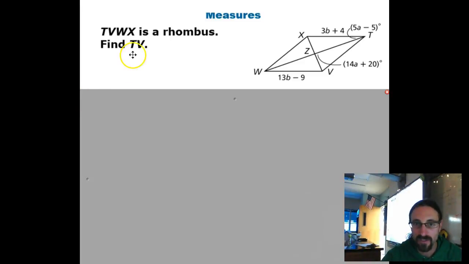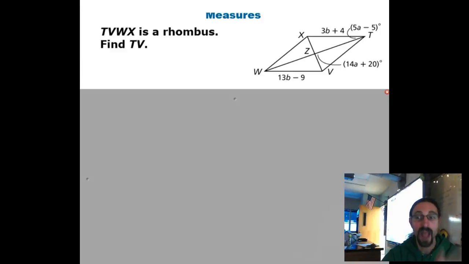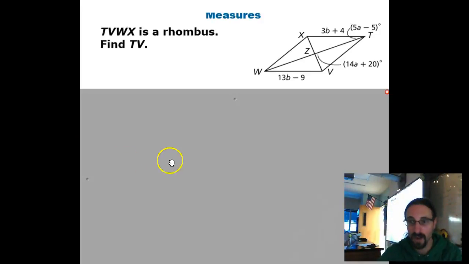Now let's make some sense of this. It says TVWX is a rhombus. Okay? That means all those properties of rhombi, the opposite angles are bisected, the sides are congruent, the diagonals are perpendicular. Those things are true, as well as all the properties of parallelograms, because a rhombus is a parallelogram.